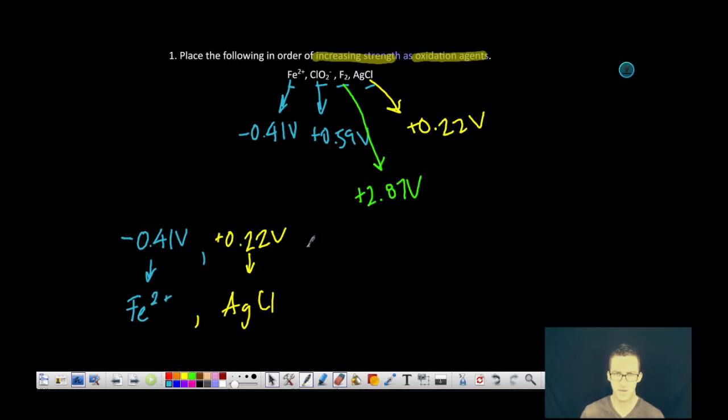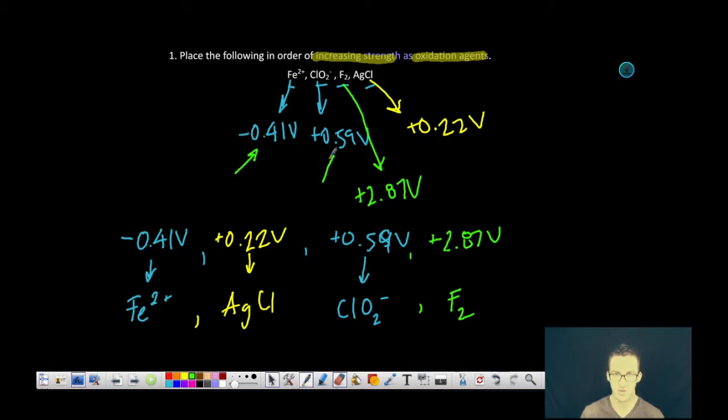From there, we've got the positive 0.59 volts. That corresponds to our chlorite ion. And then lastly, the strongest oxidation agent, or the thing that's most likely to be reduced, is our fluorine molecule there. So again, to answer this question, you would either have to be provided with the standard reduction potentials, or you would have to go to a standard reduction potential chart and look it up for yourself.